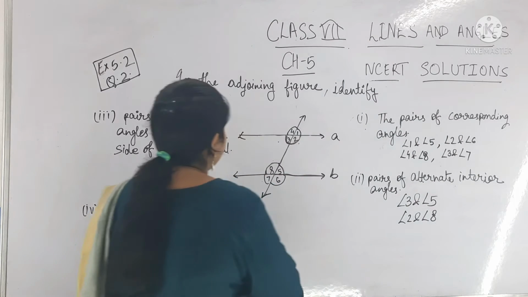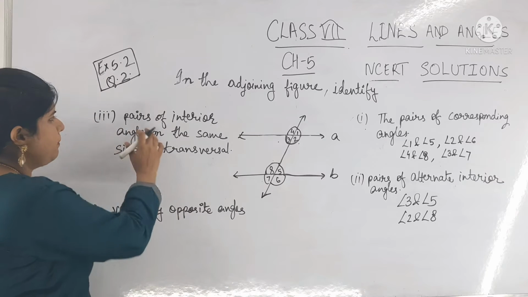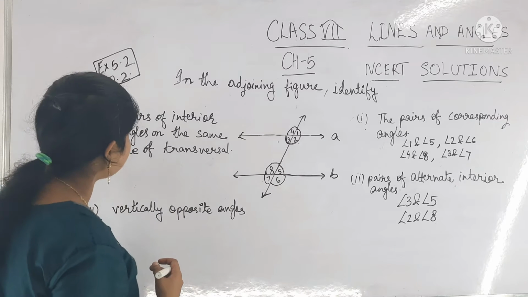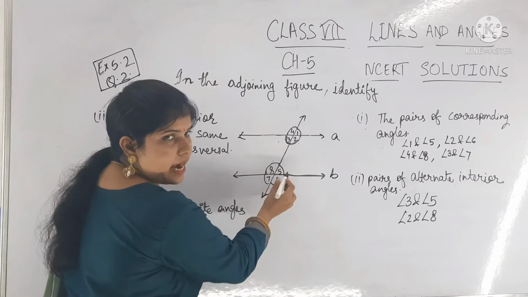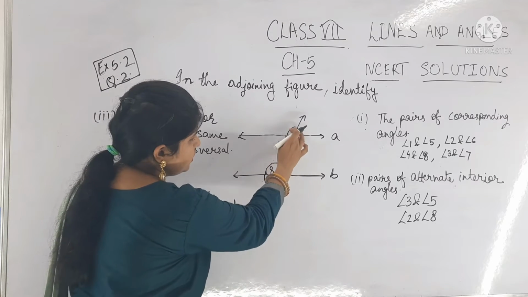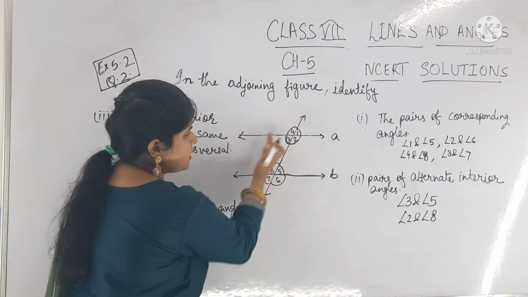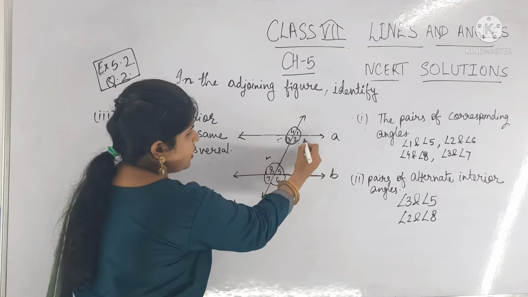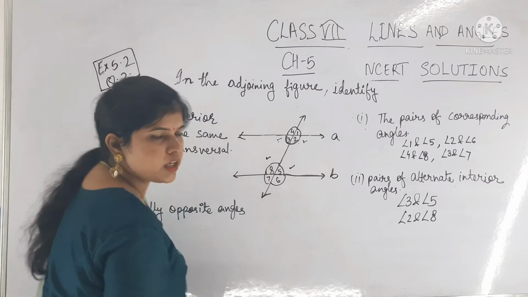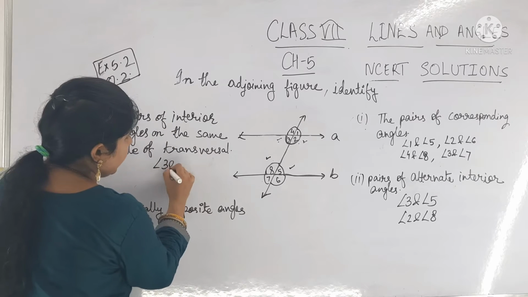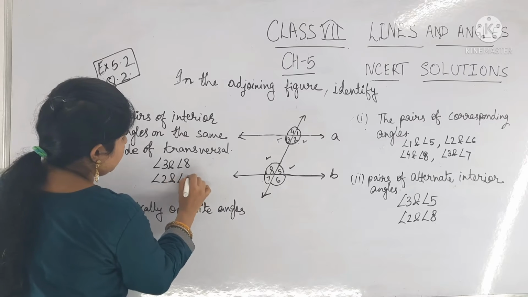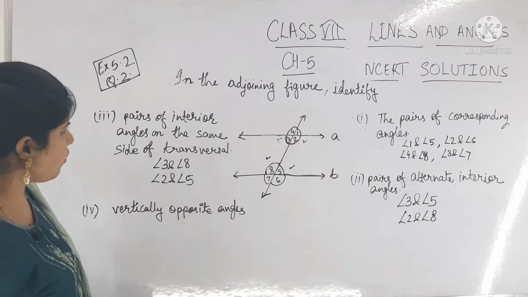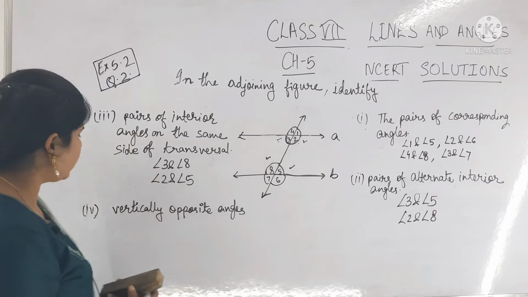Now come to the third one: pairs of interior angles on the same side of the transversal. These are the interior angles on the same side of the transversal. This is the transversal, and the same side is this one and this one, and this one and this one. So angle 3 and angle 8, and angle 2 and angle 5 are the pairs of interior angles, right?